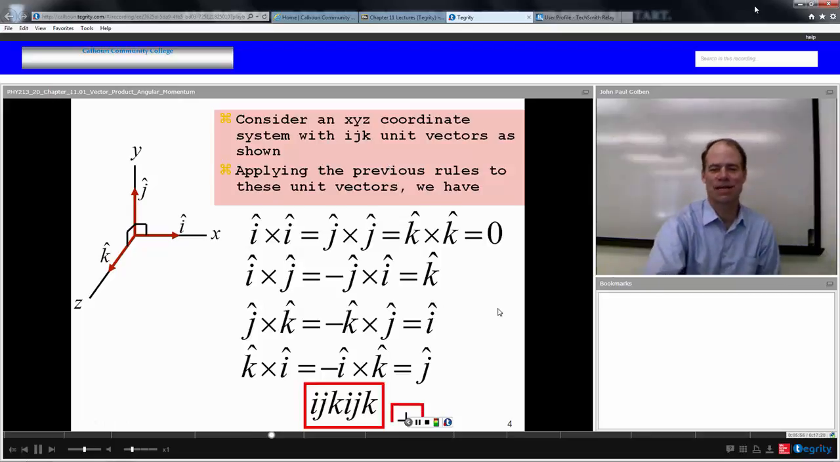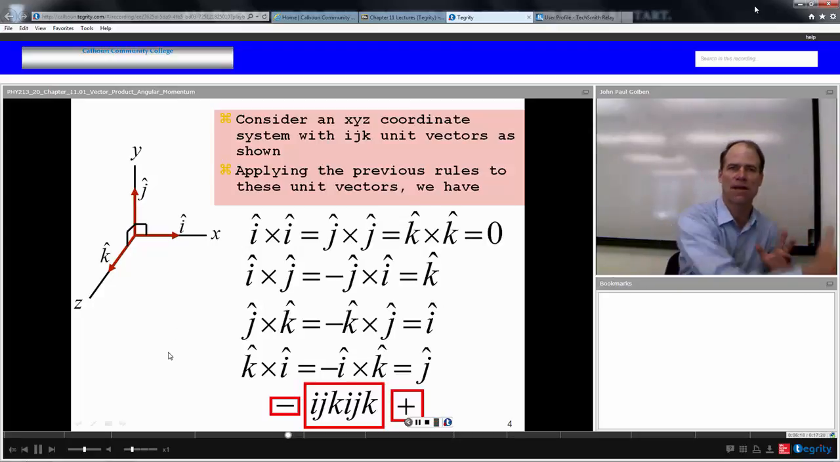If it's hard to keep these straight, here's a mnemonic memory device to help you. IJK, IJK. If I use this device to the right, in other words, if I go I cross j, I end up with positive k. Or k cross i, I end up with positive j. Anything going to the right on this mnemonic device is going to give me a positive next vector.